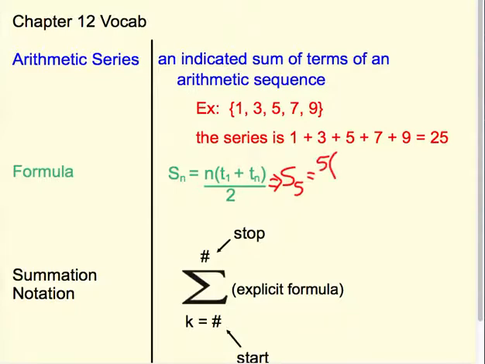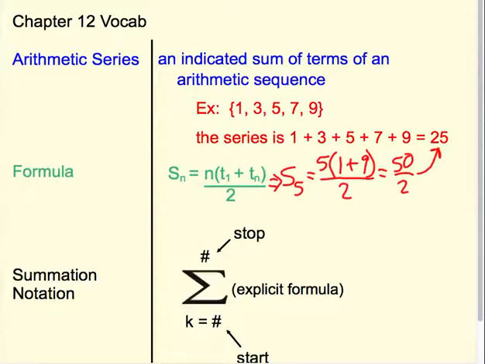T sub 1 is your first term. T sub n is your last term. And we always divide by 2. So 1 plus 9 gives us 10, times 5 is 50. And 50 divided by 2 is 25, the sum that we got when we just added up the terms.